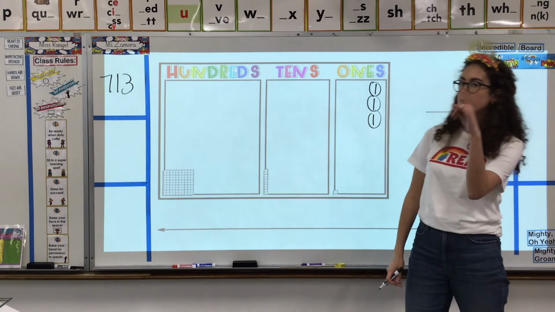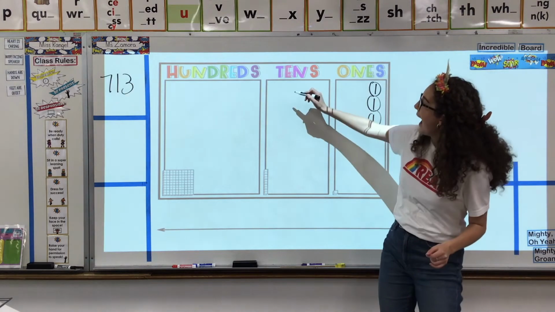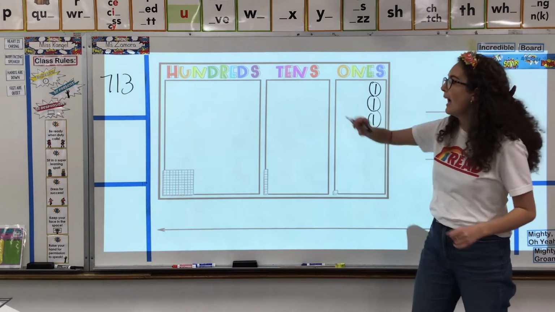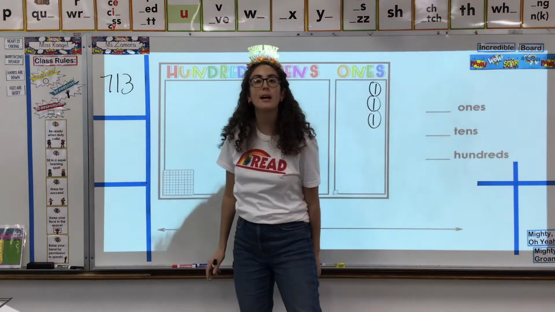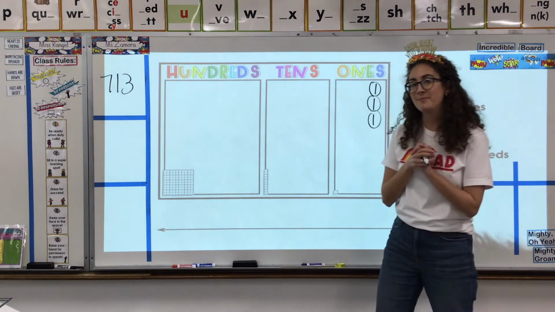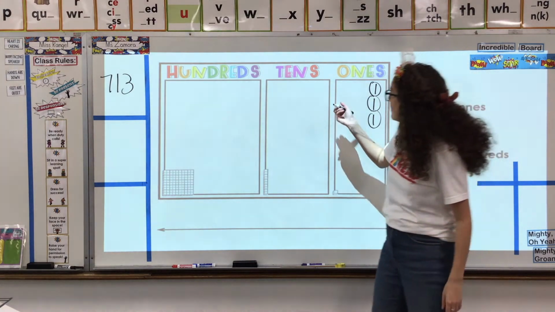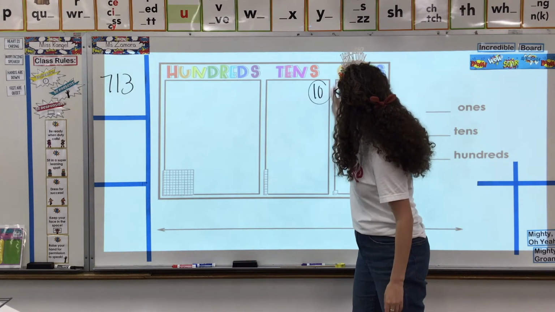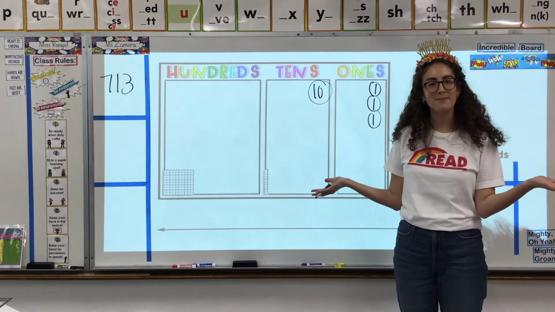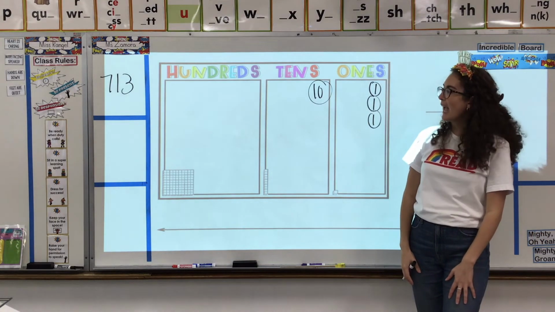Okay, second grade. Do you know my next question? How many tens are there? How many tens in 713? 1, just 1. Let's go ahead and draw it. We've got 1 10. Awesome. And final question.